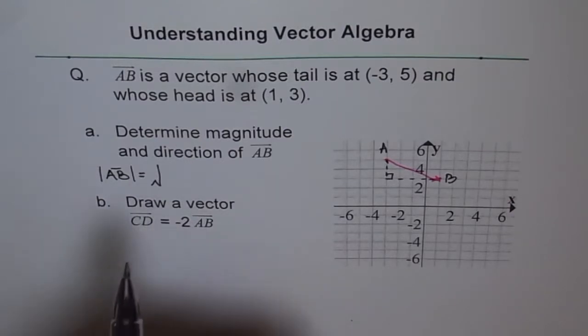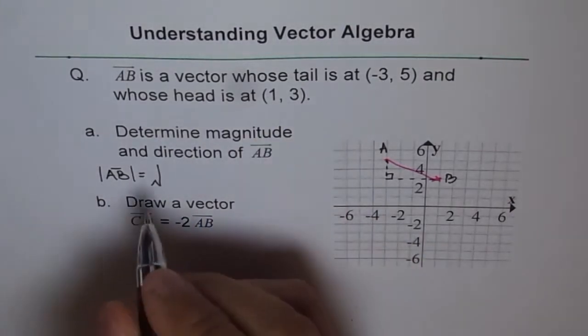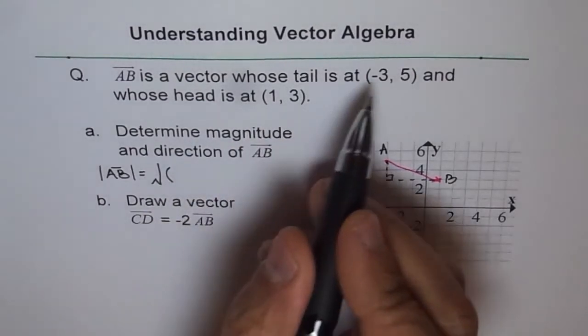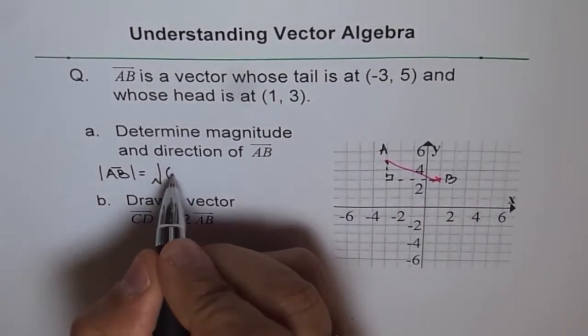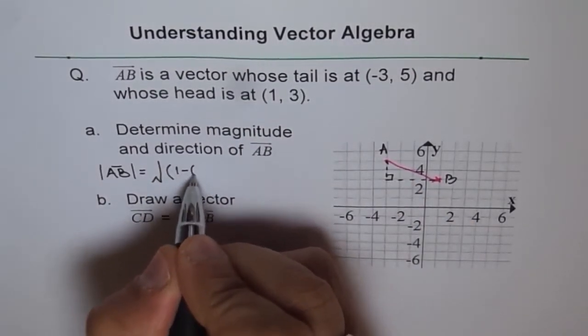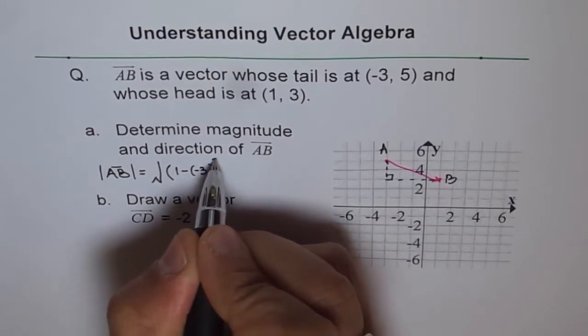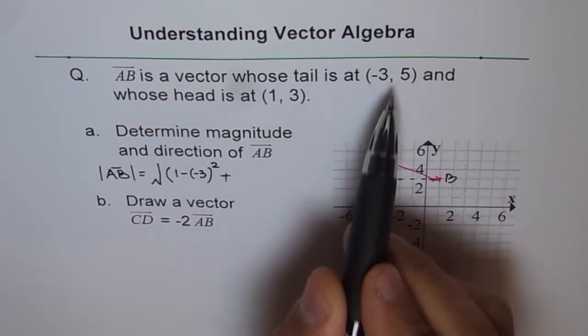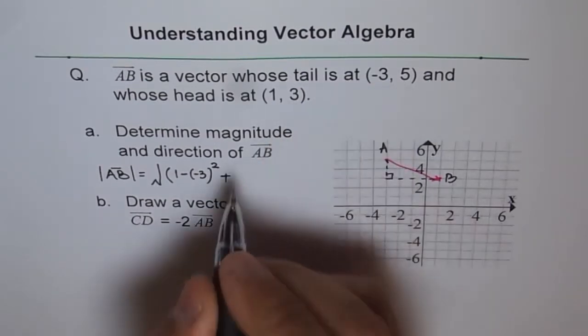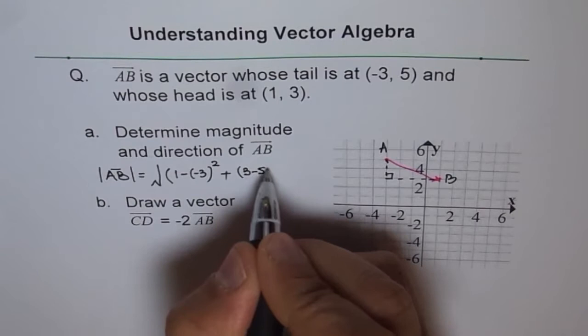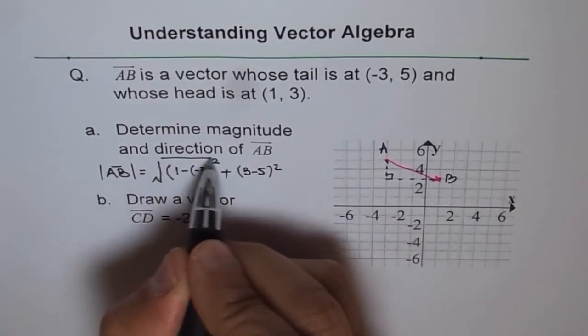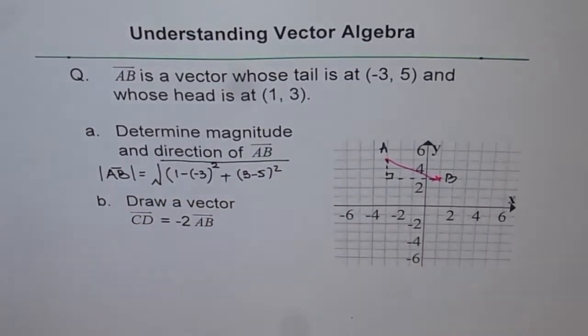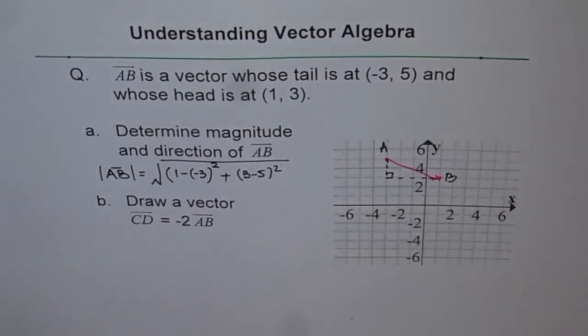So the formula is the difference in their x values, right? So we go from this to that. The difference in x values is 1 minus -3, whole squared, plus the difference in their y values, that means 3 minus 5, whole squared, and the square root, correct? So you can calculate the magnitude from here using this formula, correct? And that's how you do it graphically.